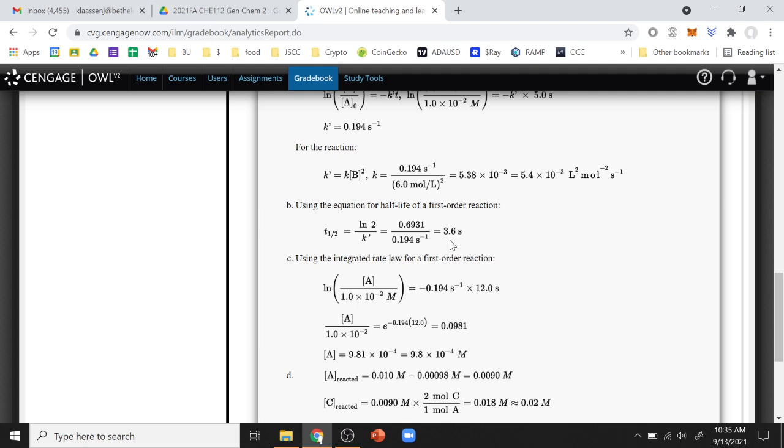Okay. And it should come out like 3.6 seconds. Let me know if anybody gets lost or doesn't understand anything on there.